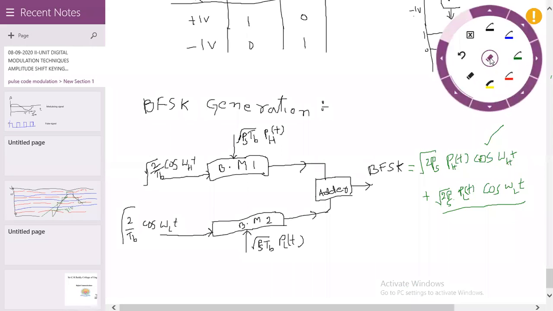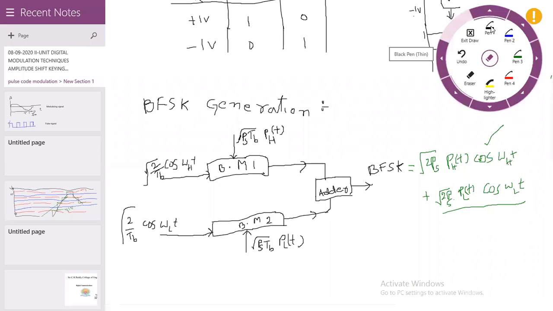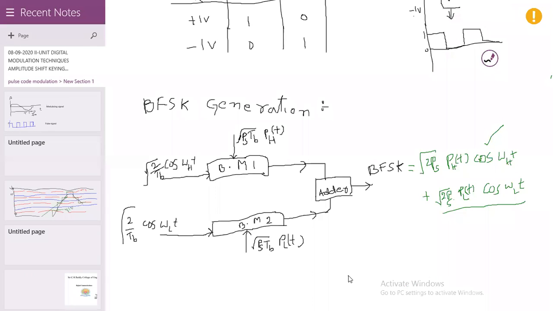Then, now, have you followed? How we can generate the BFSK signal? Did you note it down? Yes, please respond, ma'am. Okay. Shall I start the next one?